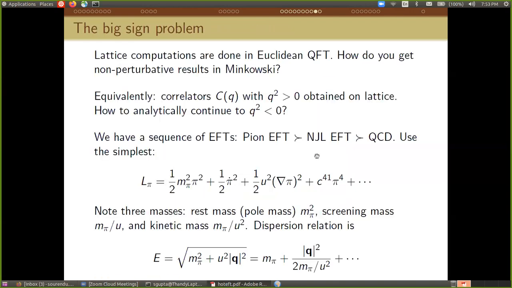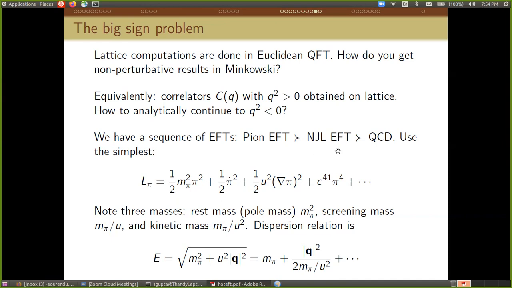And now we come to the question that you asked. That's called the big sign problem of lattice QCD. Lattice computations are done entirely in the Euclidean QFT. And there's a big question: how do you get from these Euclidean results to Minkowski results? Because the non-perturbative lattice computations are done in Euclidean, and we have no non-perturbative method in Minkowski unless we can do this analytic continuation. Or equivalently, I can phrase the question in the following way.